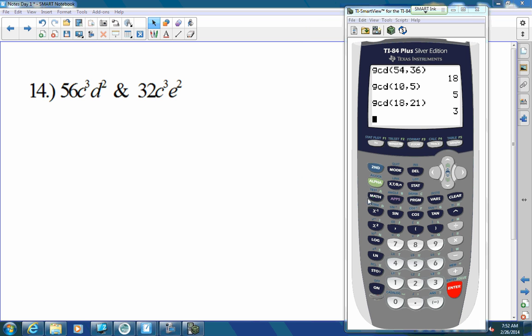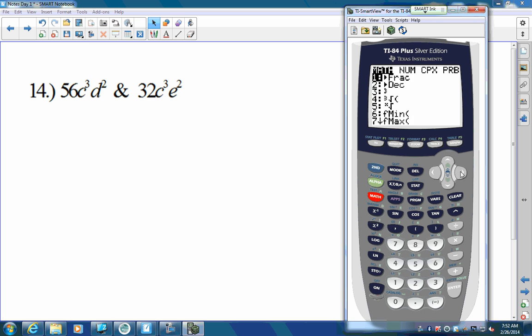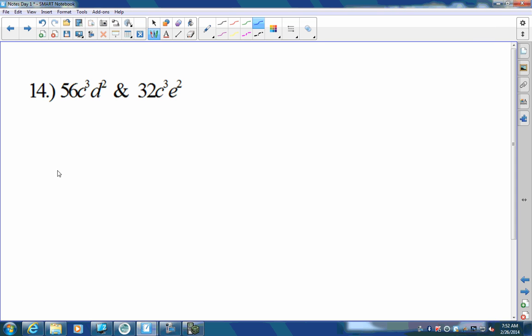So I'm going to press math. Maybe if it'll clear off because it's being silly today. Arrow over to number. Press 9. Type in 56, 32. Press enter. It gives me my GCF. It is an 8. So my GCF I know is an 8.